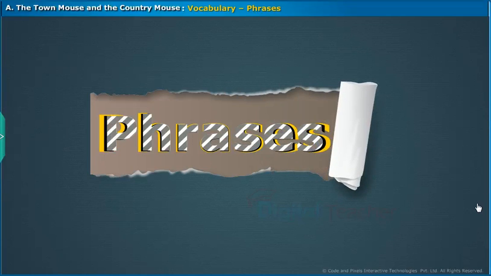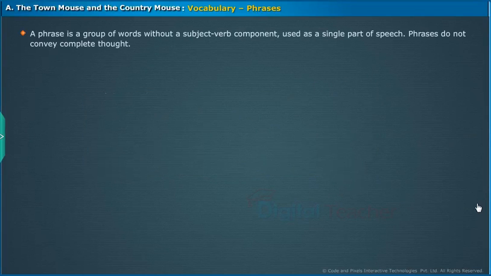Phrases. In this section, we will learn about phrases in detail. A phrase is a group of words without a subject, verb component, used as a single part of speech. Phrases do not convey complete thought.